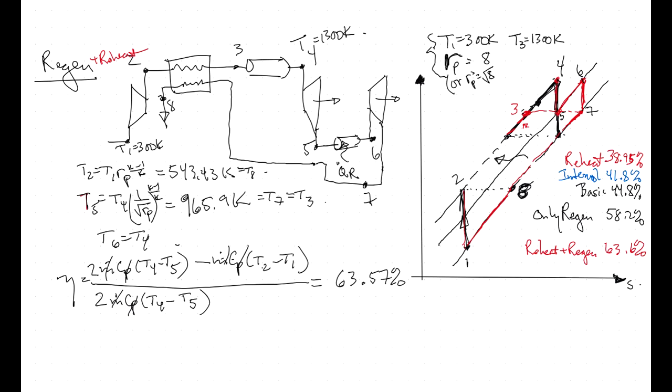Let's just recap here. My basic Rankine cycle was 44.8%. If I add regen, I gain a whopping 14% of efficiency. And if I add reheat on top of that, then I'm gaining an extra 5 points of efficiency. Whereas before, for the basic cycle without regen, I would actually lose 6 points of efficiency by adding reheat. So regen is awesome.